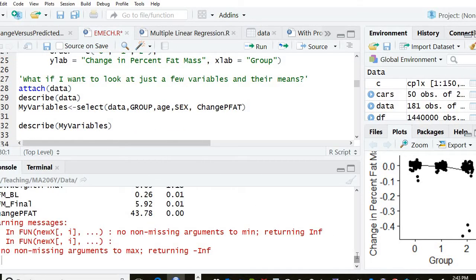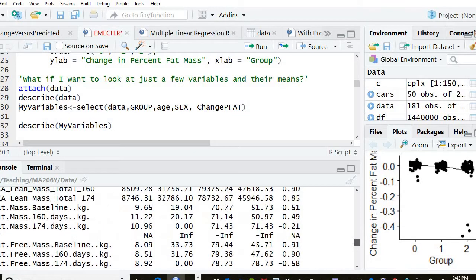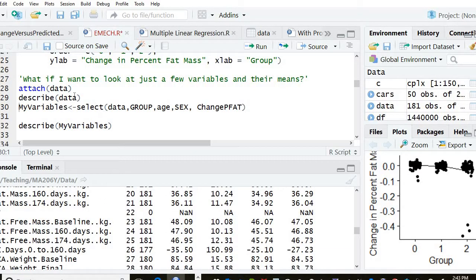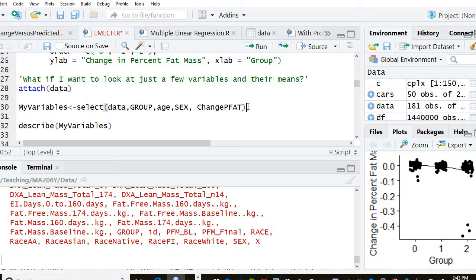You get this massive amount of information. You can't read anything and it looks like a big mess. So that's too many variables. I don't want to take all those columns. So instead of doing that, I'm going to just select from that data the columns I care about, which is group, age, maybe sex, the gender, and the change in percent fat.